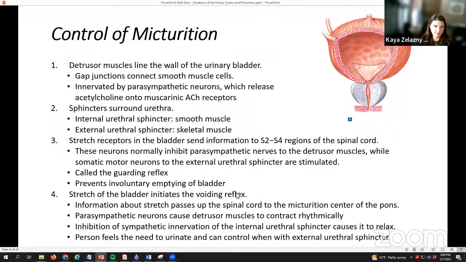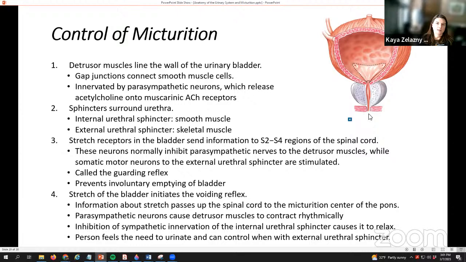So if your bladder is too stretched out, the neurons connected to those stretch receptors send signal up to your brainstem that then sends a signal back to your bladder through parasympathetic neurons, causing that detrusor muscle to start to contract. This actually happens rhythmically, like kind of in pulses, okay? So your bladder is then going to contract, okay? And at the same time, the sympathetic innervation to your internal urethral sphincter is causing it to relax, okay? So that's that bit from the previous slide where we said about 200 milliliters is going to cause that internal urethral sphincter to open, okay? So that's when you feel like you need to pee, right? So that's the micturition reflex when you feel like you need to pee.